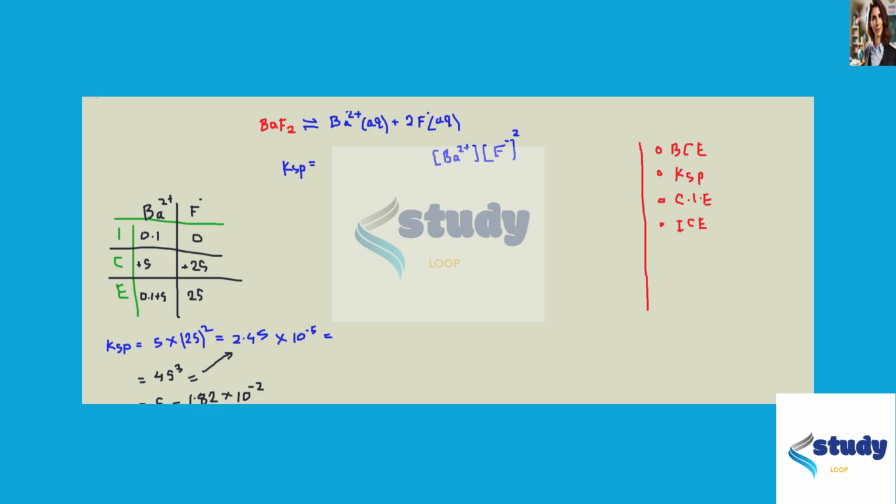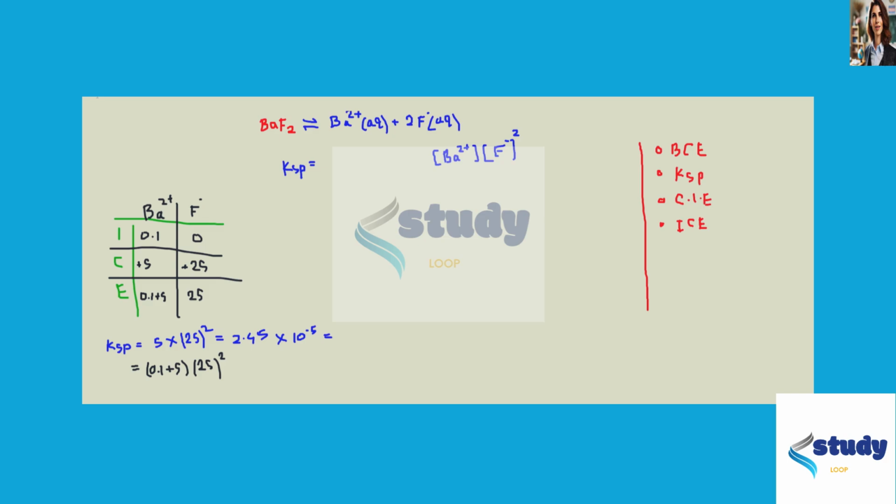plus S, and for fluorine it should be 2S. So if I put this value in this equation, then the barium concentration is now 0.1 plus S, times the concentration of fluorine, which is 2S, squared.